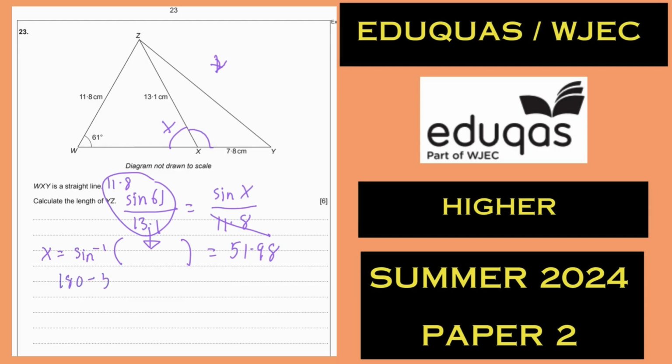Feel free to call it 52, but whatever you do, subtract it from 180, because that's what we needed. That angle there is 128.02. Now your entire focus is on this second triangle.